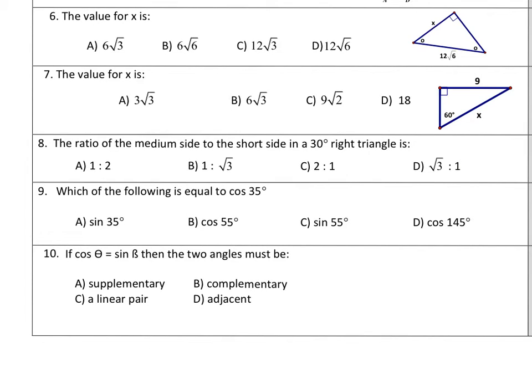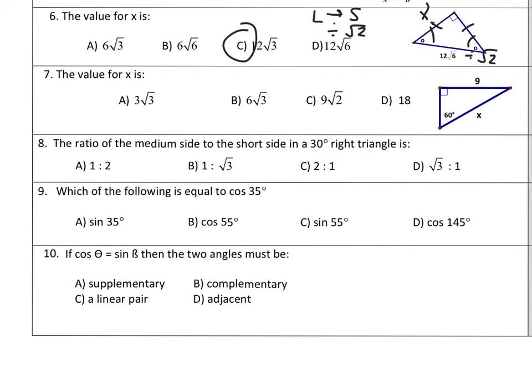For question 6, we're looking for the value of x. So what we have is that these base angles are equal, which makes it an isosceles right triangle. Here's our value x. So to find x, that means that this has to be a 45, 45, 90 triangle. So to go from the long to the short side, we have to divide by the square root of 2. So 12 radical 6 divided by square root of 2, we're going to have 12 radical 3, so that is C.